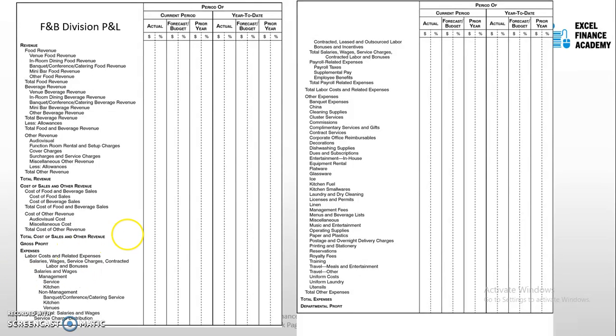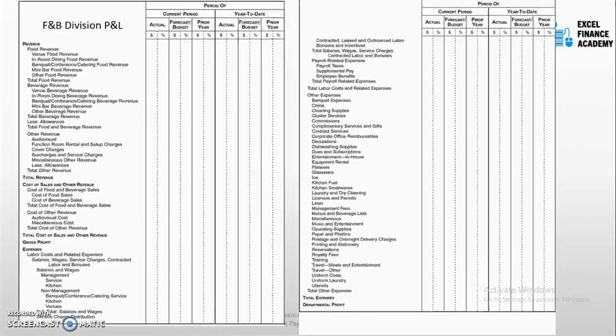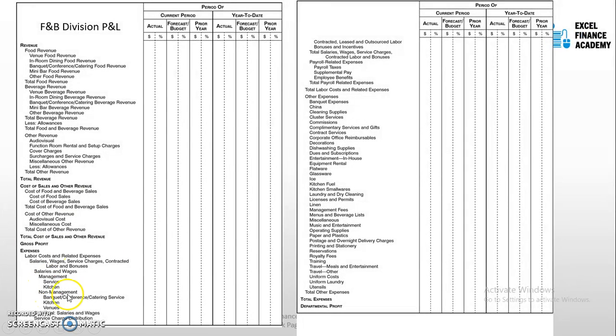So here again, his P&L is further divided into management and non-management. Management, because F&B has two main departments, service and kitchen. So in management, there are normally the manager and then the executive chef. Their offices are divided into service and kitchen, and then non-management is further divided into banqueting, kitchen, venues, and other divisions. And then you have service charge, similar to the rooms division. Then the other expenses consist of other departmental expenses, and then you have the profit and loss.